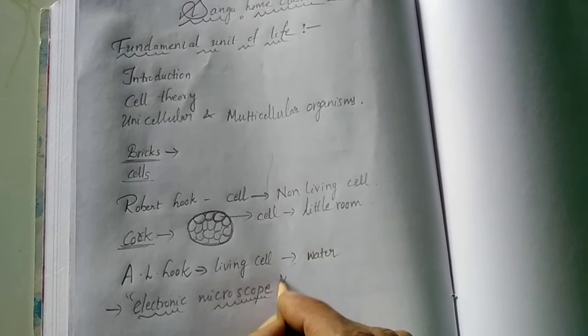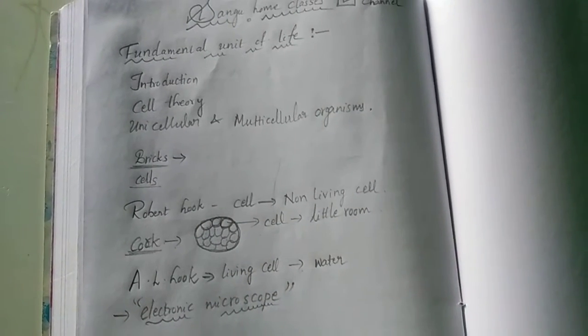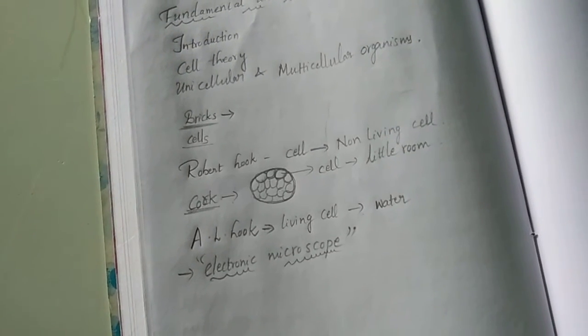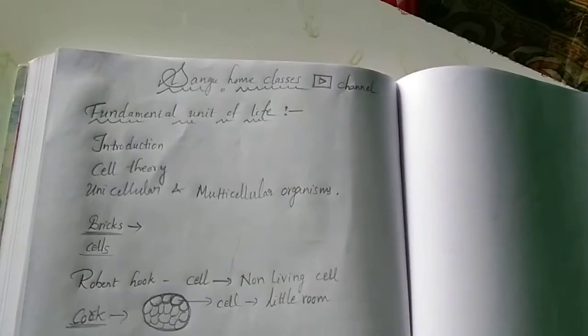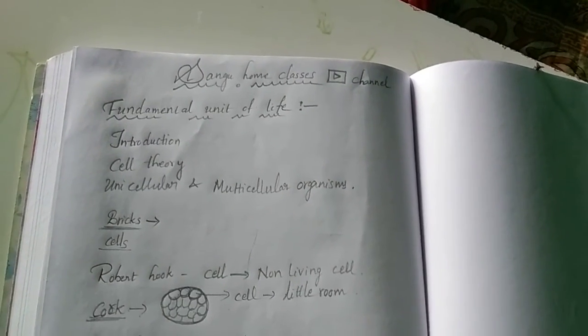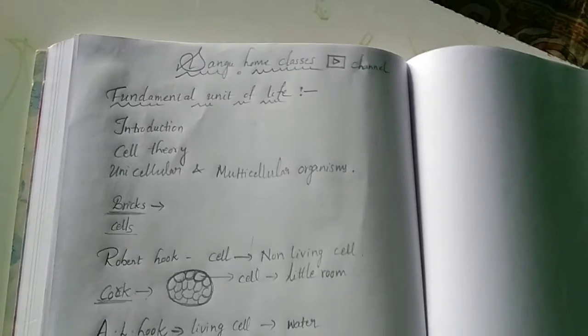Why are we not able to see this cell with our naked eye? Because it is a very minute structure. That's why we can't see it with the help of our naked eye. We can only see it through an electron microscope, because it is a microorganism that he observed. Okay. Yes.